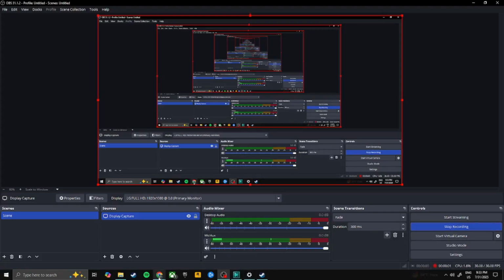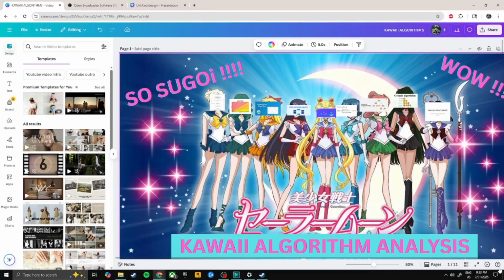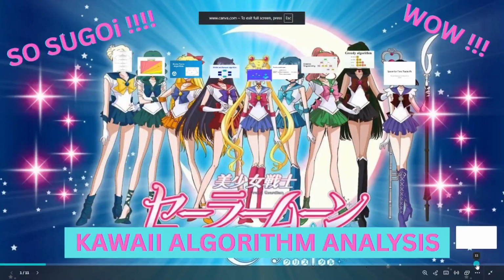Alright, now we're on to our last, or not last. I'm gaslighting you. Now our next algorithmic design technique, which is dynamic programming.